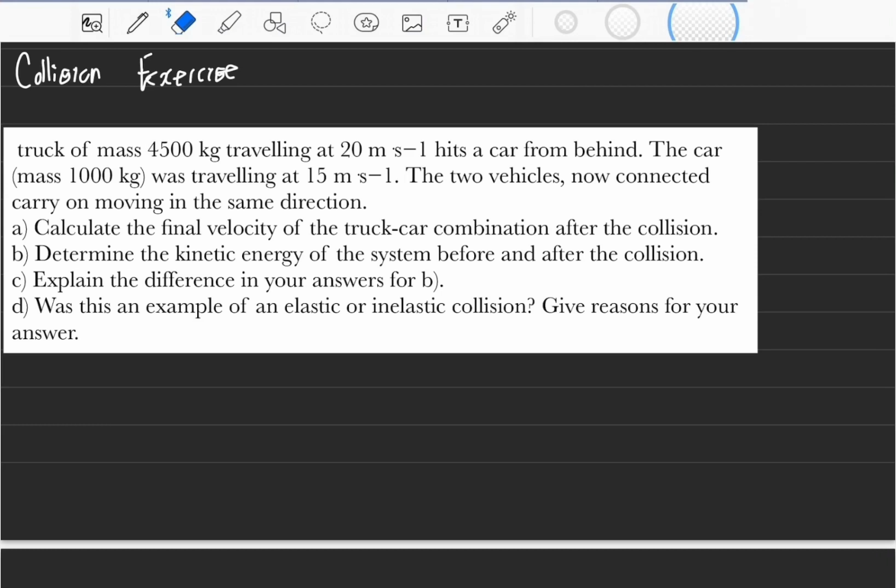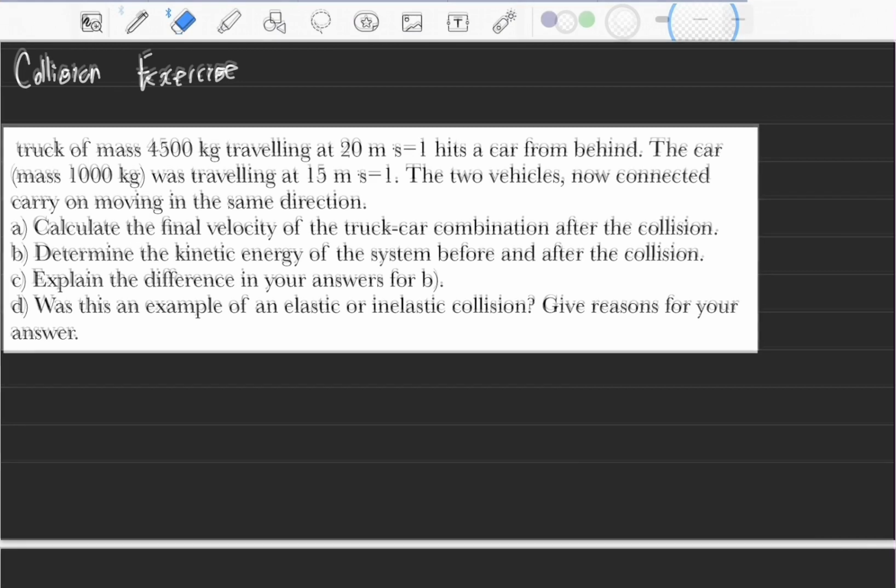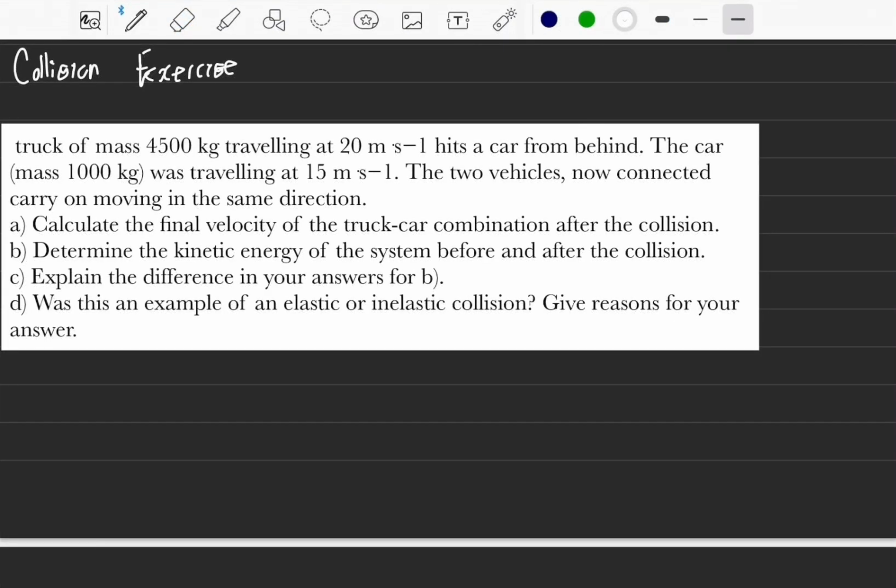So as I've mentioned in the previous videos, I always emphasize that you should always outline the information that you are given so as to minimize the chances of you actually making mistakes. So without any waste of time, let's get right into the calculations. So we are told that a truck of mass 4,500 is traveling at a velocity of 20 meters per second and it hits a car from behind.